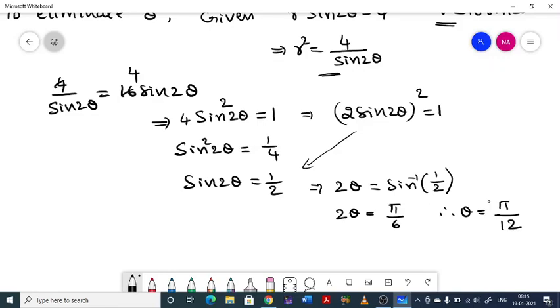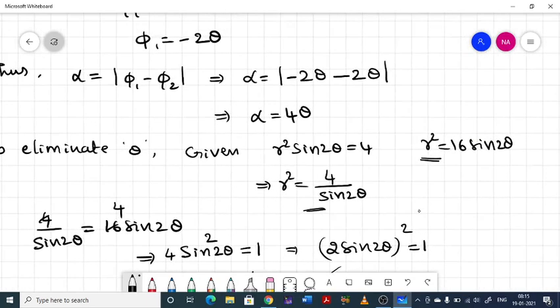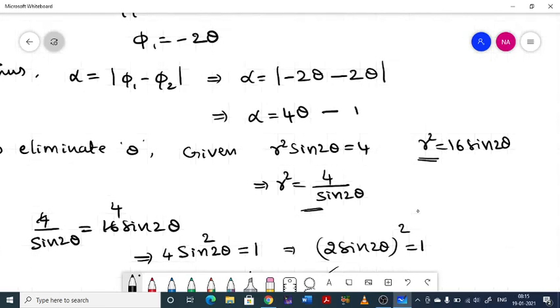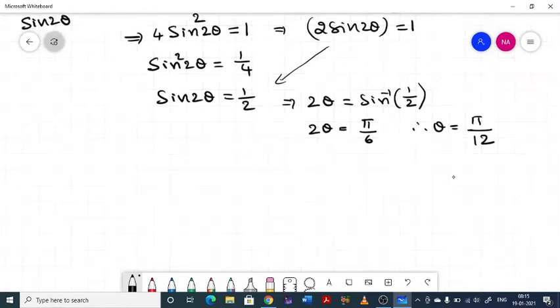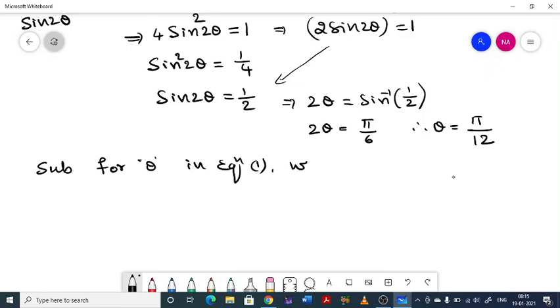Now substituting this in, let us call this as equation 1. Substituting for theta in equation 1, we get alpha equal to 4 into pi by 12. Therefore alpha equal to pi by 3.